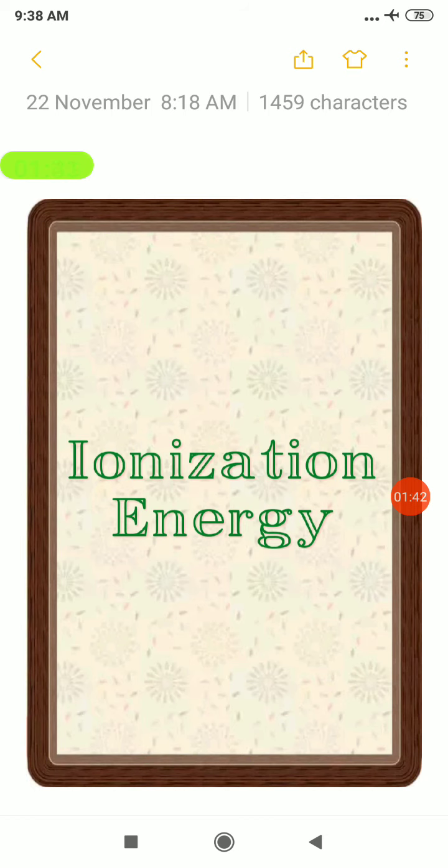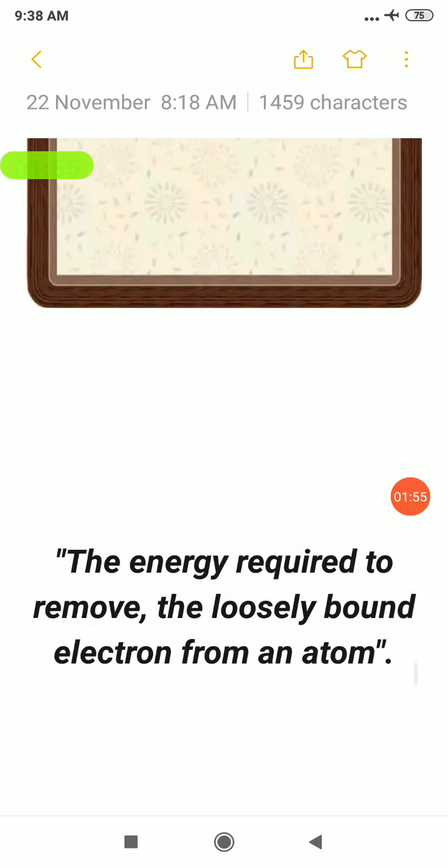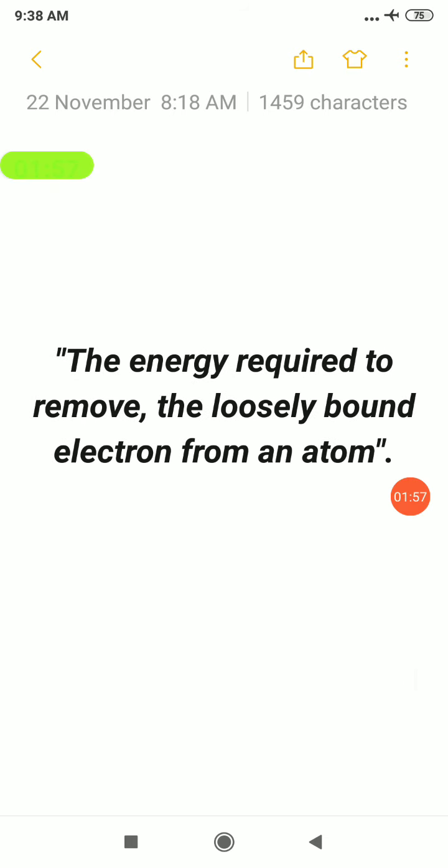So that we are going to discuss now. புரியுதாமா? ஒரு நியூட்ரல் ஆட்டத்திலிருந்து ஒரு எலக்ட்ரானை ரிமூவ் பண்ணி அந்த நியூட்ரல் ஆட்டத்தை கேட்டையான கன்வெர்ட் பண்ணுறதுக்கு எவ்வளோ எனர்ஜி நம்ம கொடுக்கணுமோ, that energy is called ionization energy. Let us see the definition. Students, this is the definition of ionization energy or enthalpy.